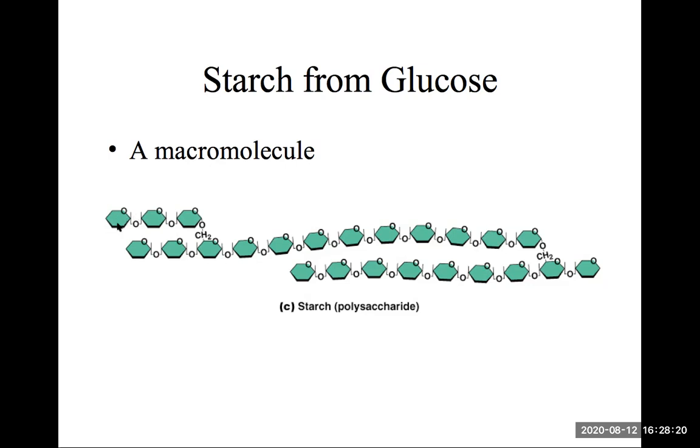Okay, so each of these green rings here is glucose. So when you break down a potato chip or a French fry or something like that, you're releasing a whole bunch of sugar, which your body will then turn into energy, okay?